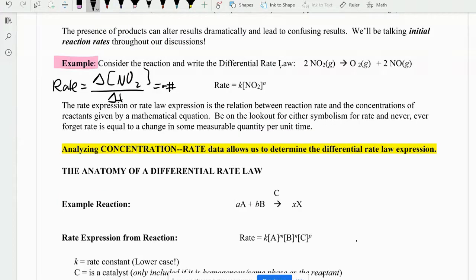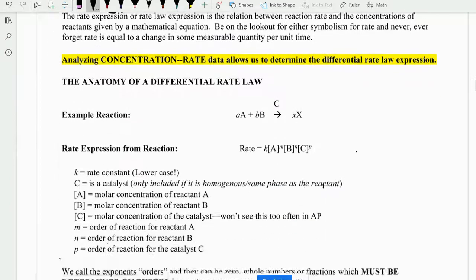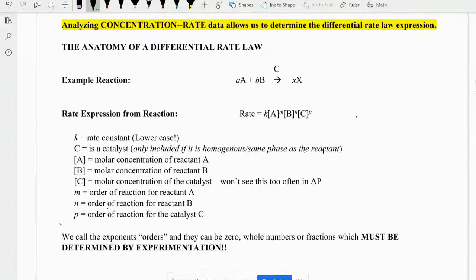Okay, so how is it that we actually set up this differential rate law? Down at the bottom part of page 6, I am going to teach you how to set up these rate expressions, or the differential rate law, if you will. And you can see that I gave you a generic reaction. And right below it, I listed how you would indeed write the rate expression from the balanced chemical reaction. And then even below that, I listed what all these variables mean and how to define them.